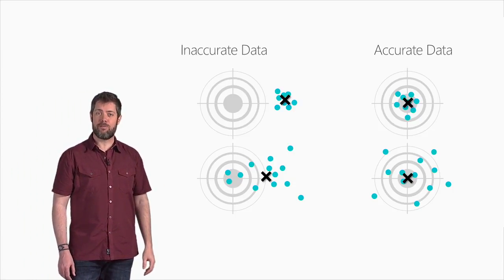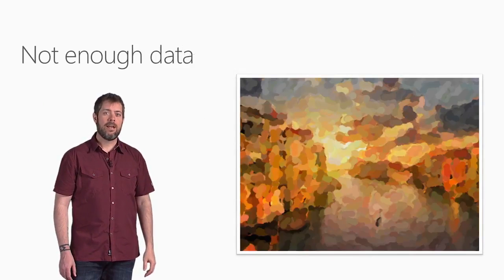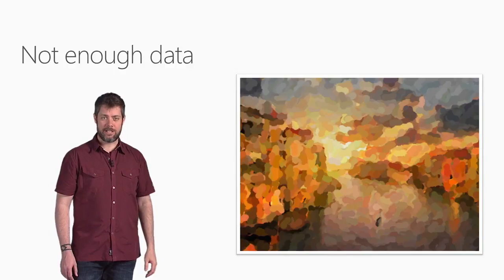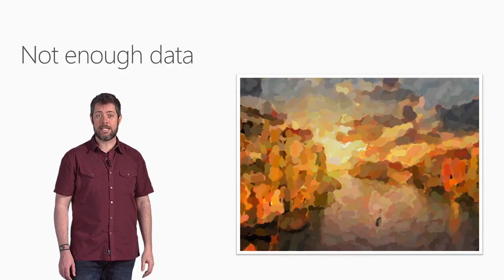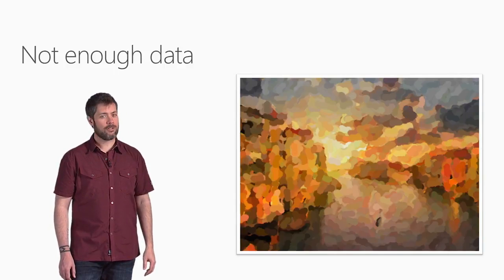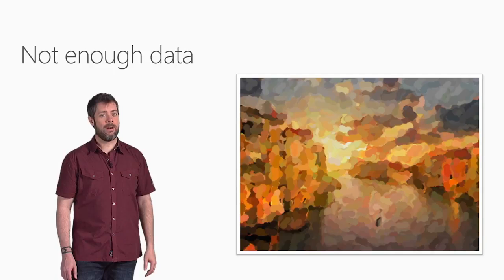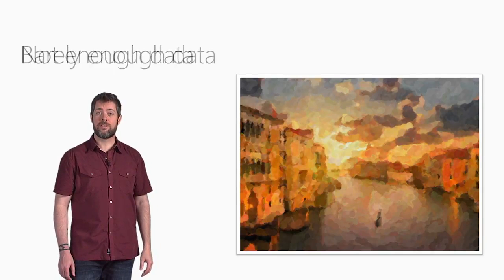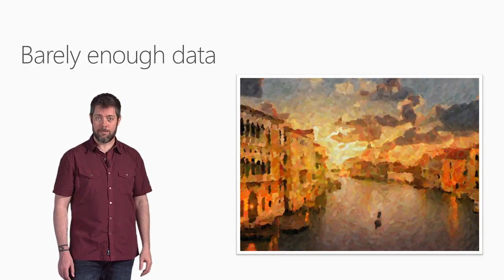Finally, ingredient number 4. We need to have enough data. If you think of each data point in your table as being a brush stroke in a painting, then if you only have a few of them, the painting can be pretty fuzzy. It's hard to tell what it is. If you add some more brush strokes, then your painting starts to get a little sharper.